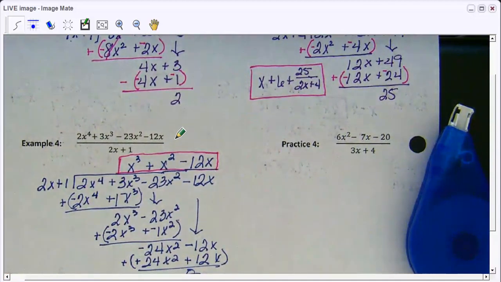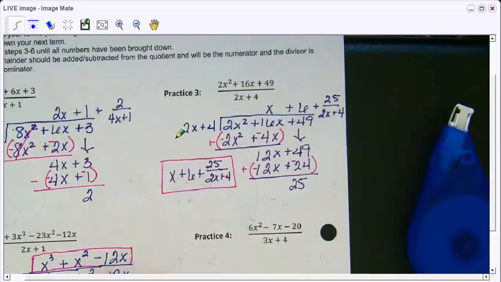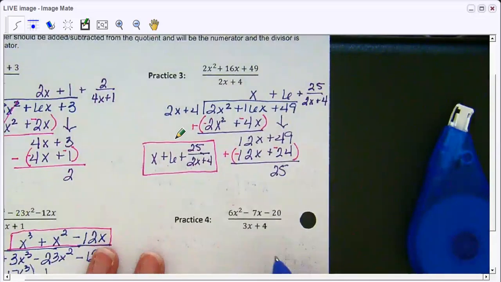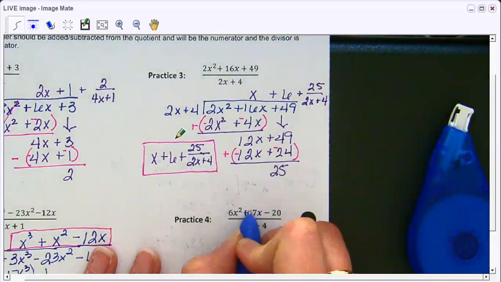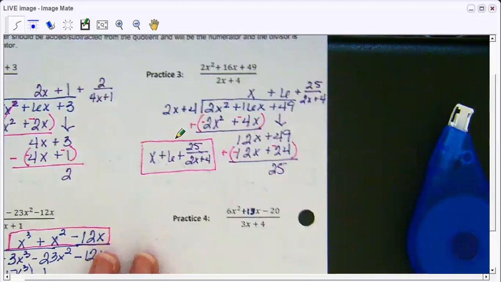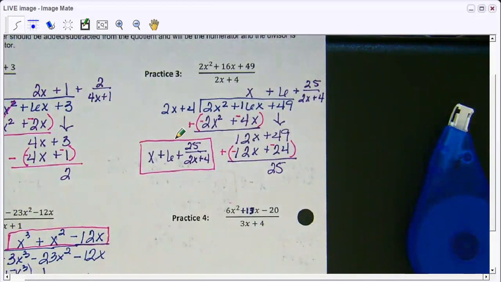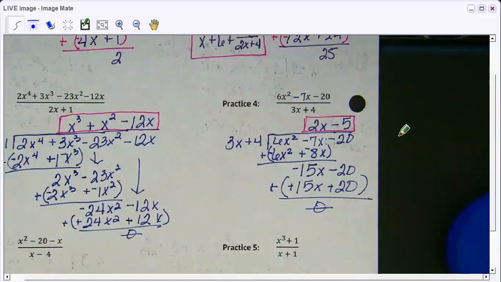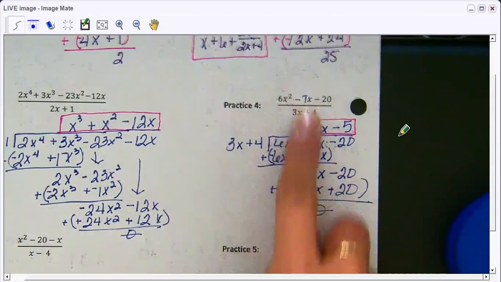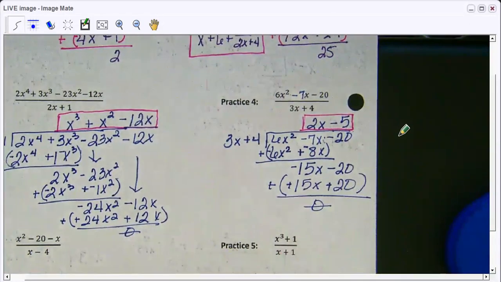Practice 4, it's not a 5. So I want you guys to change this negative 7x to a positive 13x. Sorry, I must have been wrong. Hold on just a second. Okay, so with practice 4, we did not need to change this middle number, and this is your final answer.